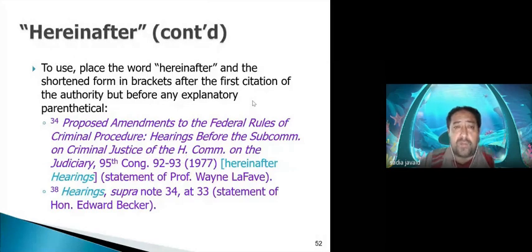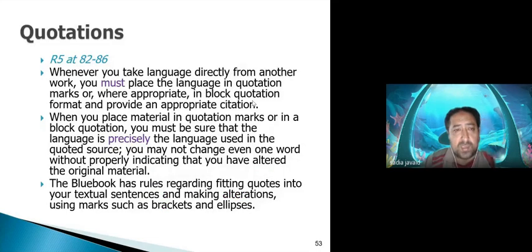So hereinafter: to use it, place the word hereinafter and the shortened form in brackets after the first citation of authority but before any explanation. For example, Proposed Amendments to the Federal Rules of Criminal Procedure, Hearing Before This, and hereinafter Hearing. So in this way you can highlight this thing.